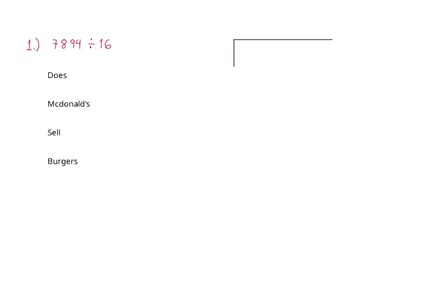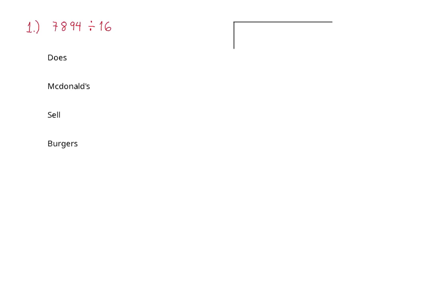Question number 1, 7,894 divided by 16. Write your problem in long division format first. We need to set up the problem so 7,894 is inside the division box and 16 is outside. This helps us see what we're working with.